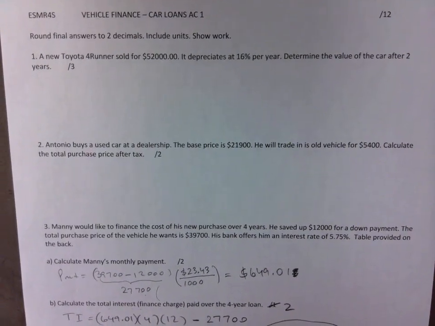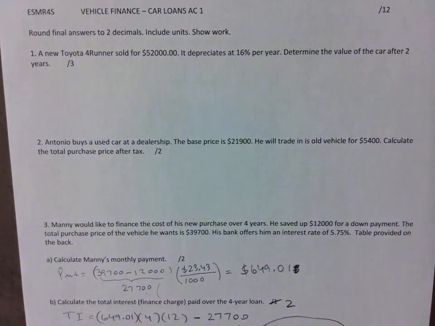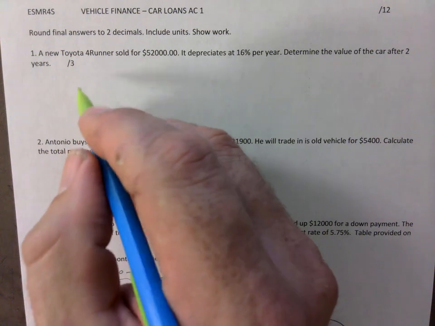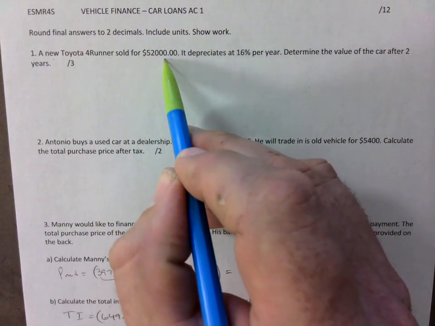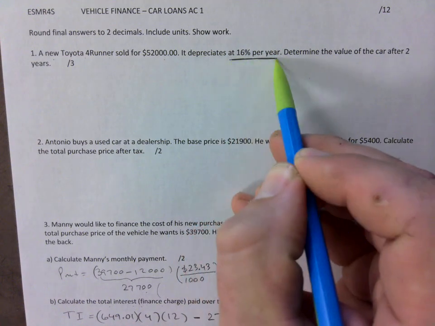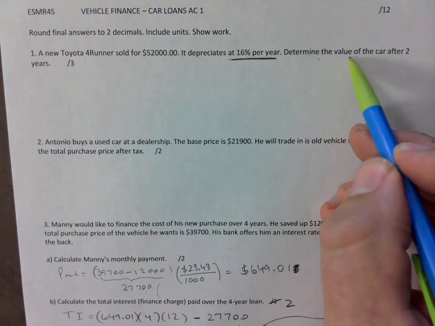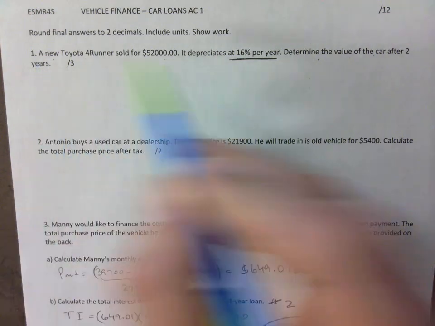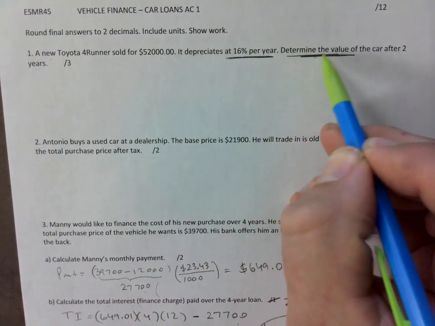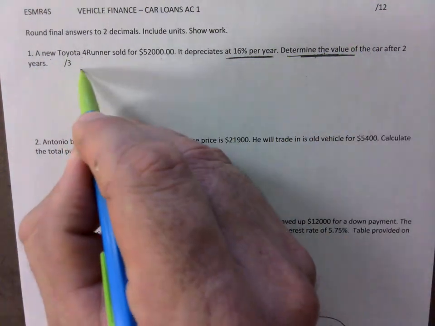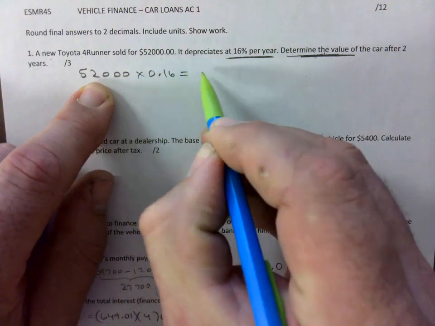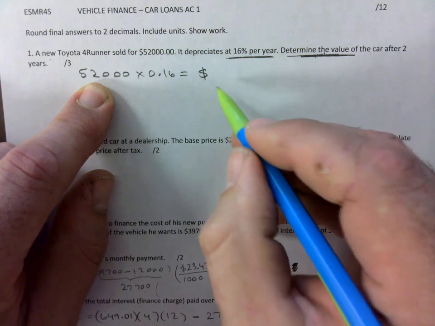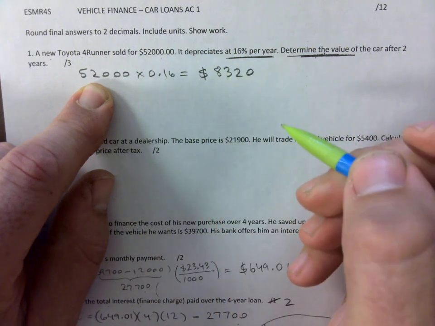Let's do a depreciation here real quick at number 1. I don't know if you did it. It's okay if you didn't do it, but you should remember this for the cumulative, okay? A new Toyota 4Runner sold for this much. It depreciates at 16% per year. Determine the value of the car after 2 years. So this is what we want. What is the car worth after 2 years? You should remember, right? We figured out 16% first. If you do the math, that gives you 8320.